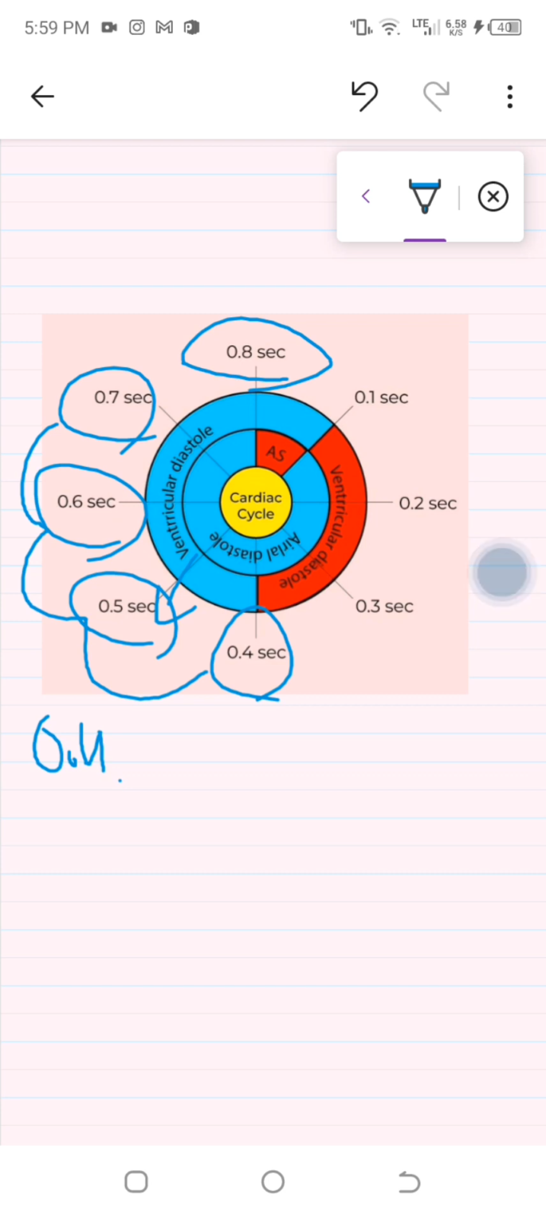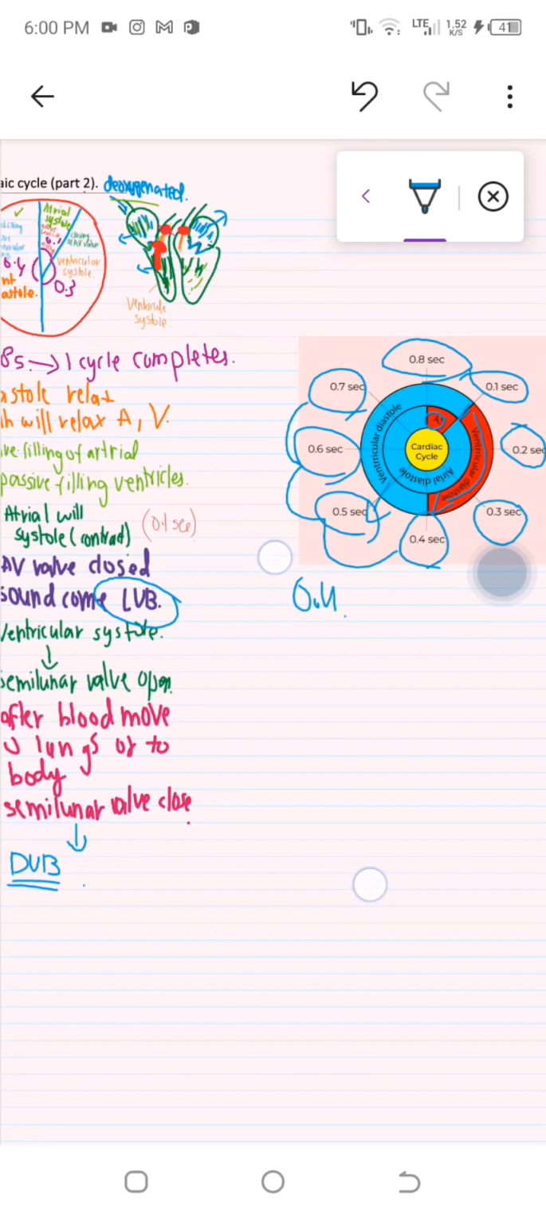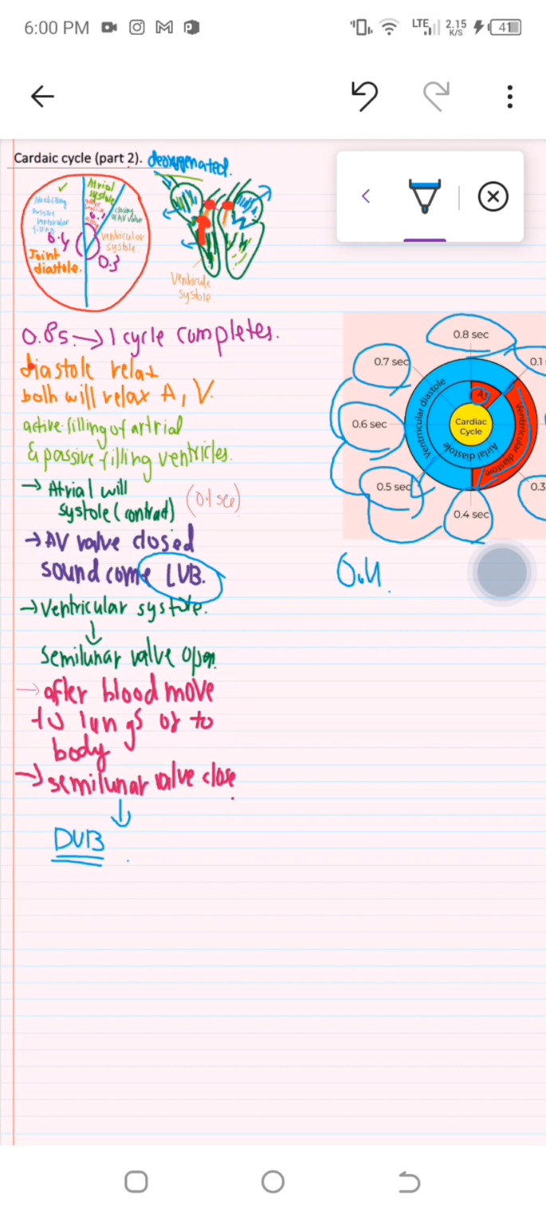Then at 0.1, you can see atrial systole will take place. Then after 0.1, 0.2 and 0.3, here you can see ventricular diastole will take place. Here ventricular systole will take place. Then again ventricular diastole will take place. Okay, so I hope that it is also clear to you guys. Let me draw a pie chart so I can explain it in an easier way.